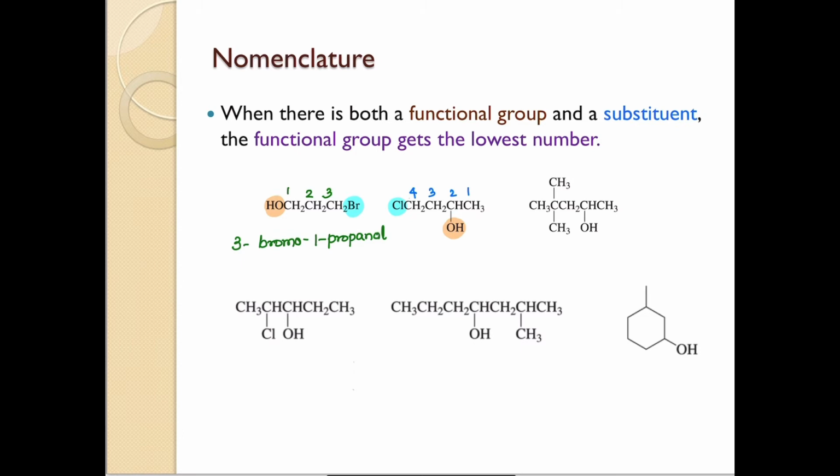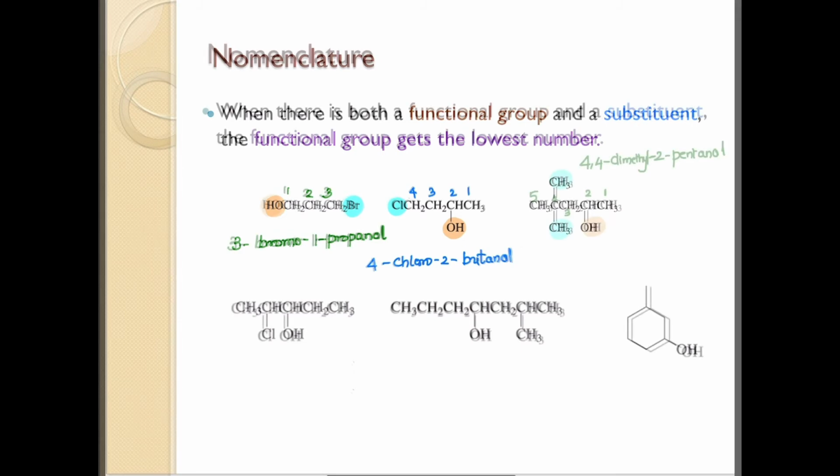Because there are 4 carbons, it's going to be butanol. And where is this hydroxy group present? It's actually present on the second carbon, so it's going to be 2-butanol, right? And then leaving this part, we have already given the name for this part, right? We are just left with the chlorine. And where this chlorine is present, it's present on the 4th carbon. So it's going to be 4-chloro, 2-butanol.